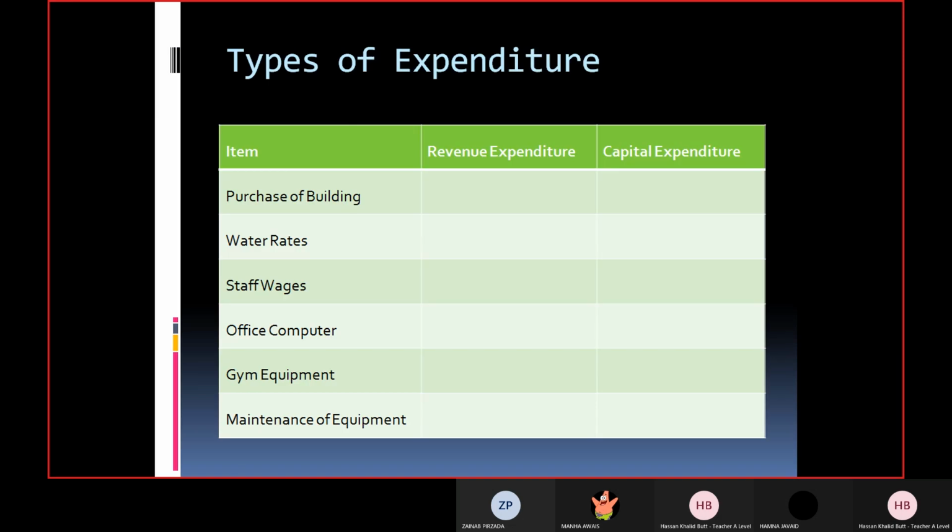Now, this is the exercise you'll be doing. I will be asking you one by one, right? So let's first ask Zainab. Zainab, purchase of building. What is it?